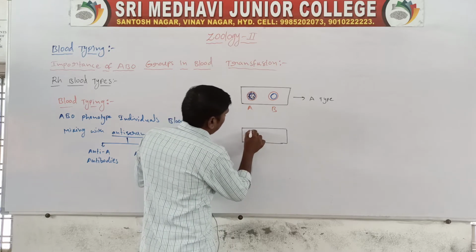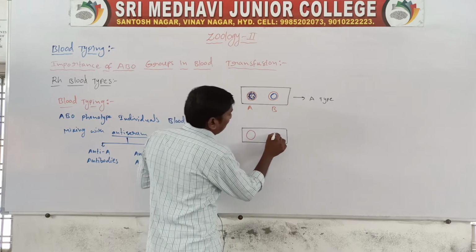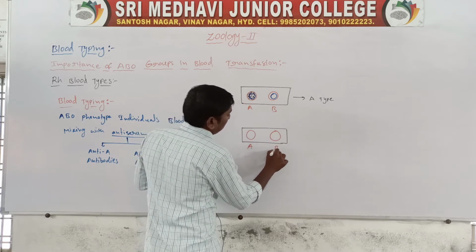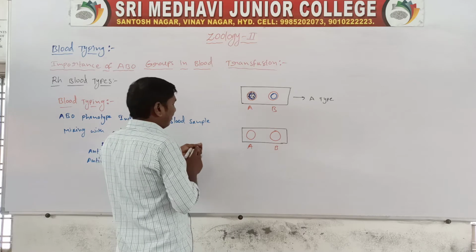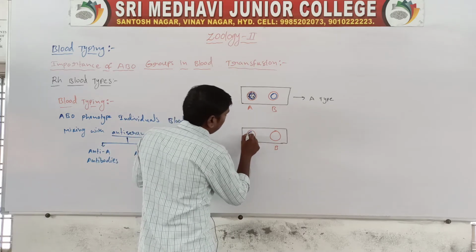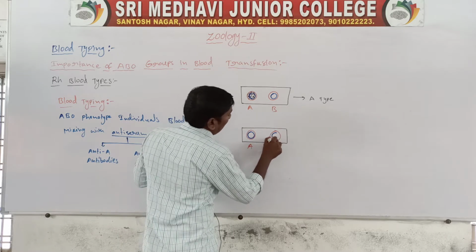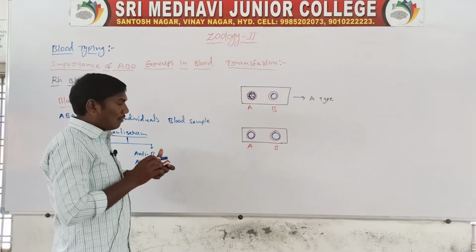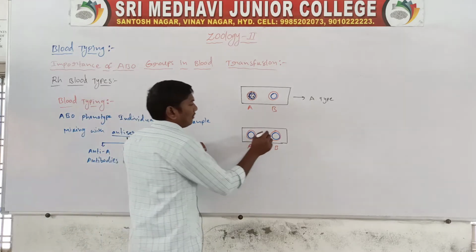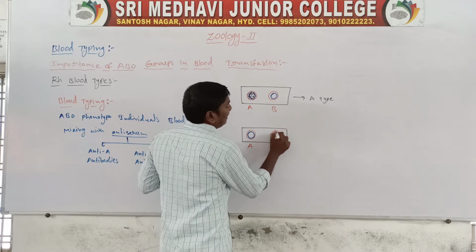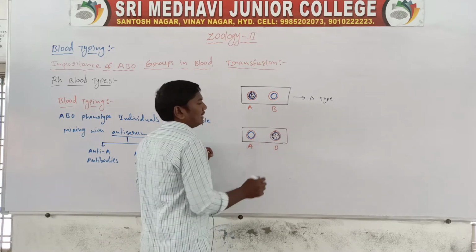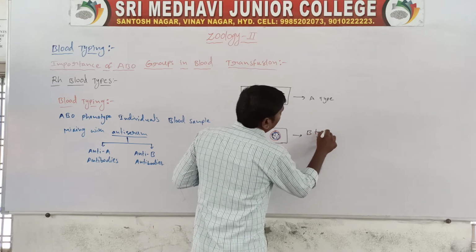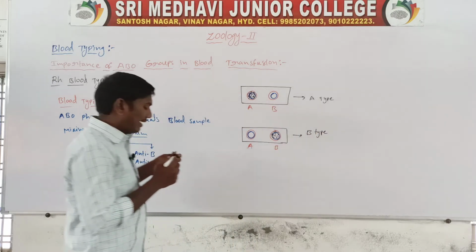Another person's blood group. Here are sample A and sample B, and we add anti-serum A and anti-serum B. Clumping forms only in the B sample. So the person's blood group is B type. Next.